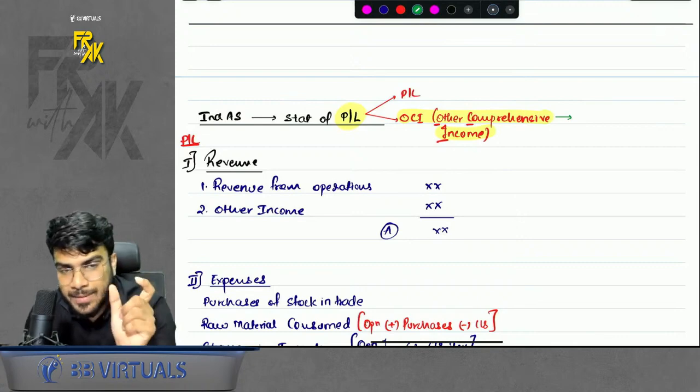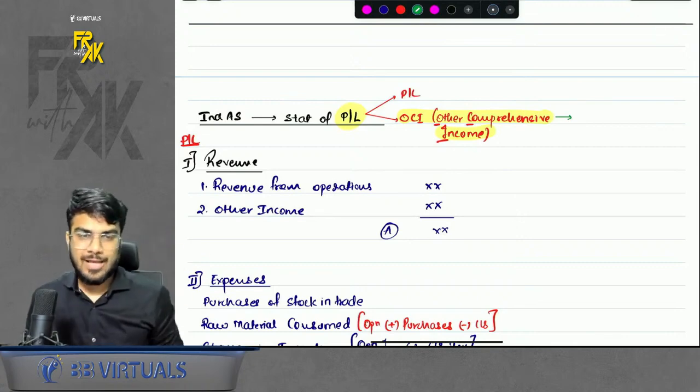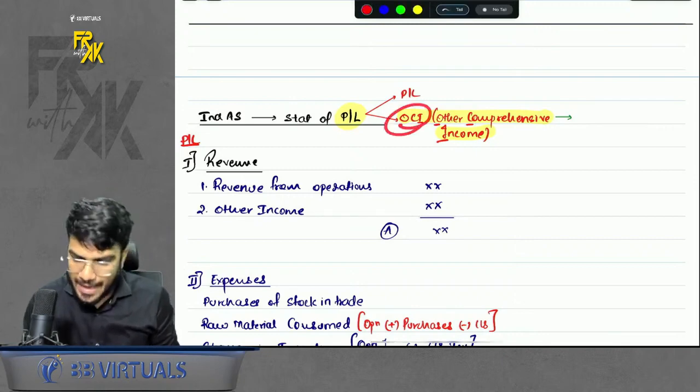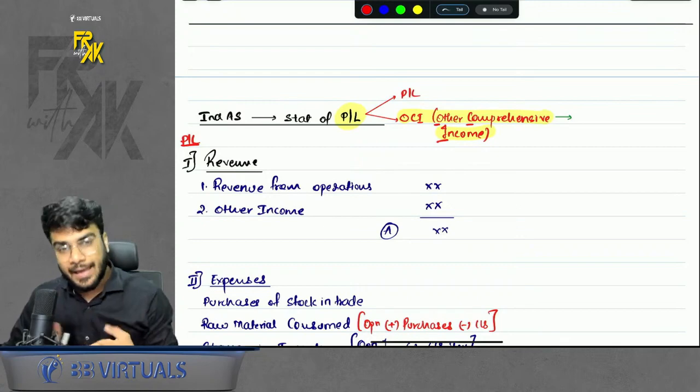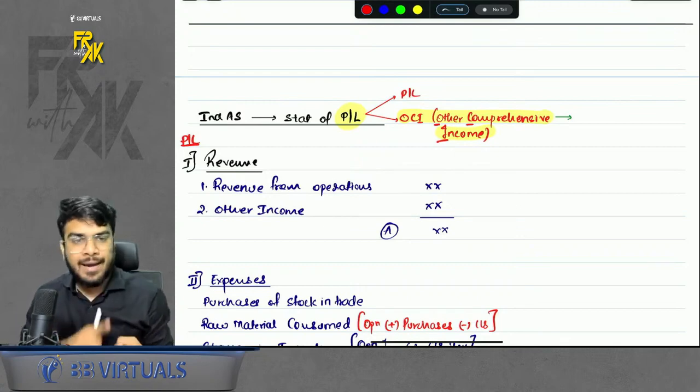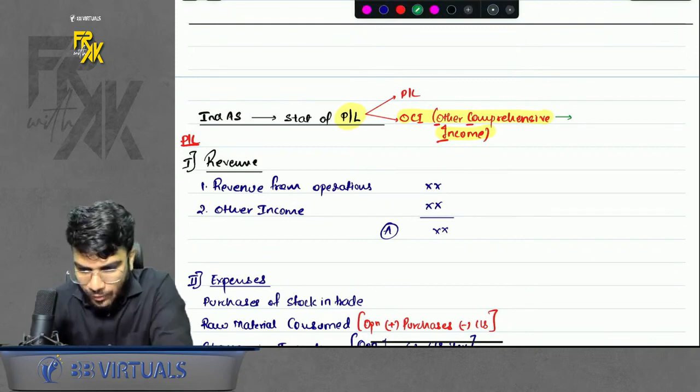Now, which will be those few items? It will be defined by IND AS. So for any item to appear in OCI, first, it will always be unrealized, and second, it has to be defined by IND AS that it will come in OCI. So let me write it down for you.